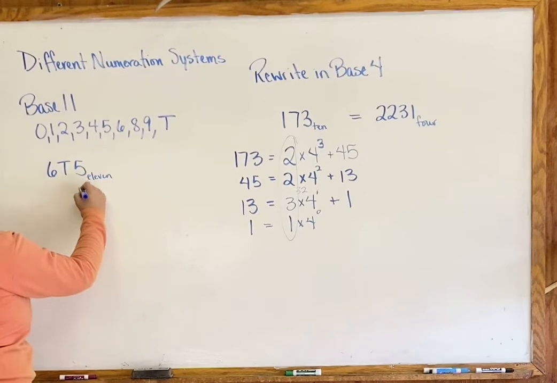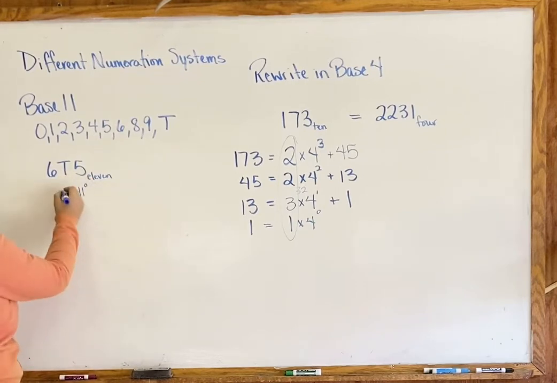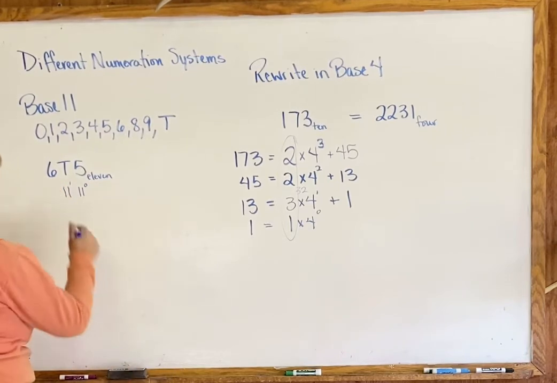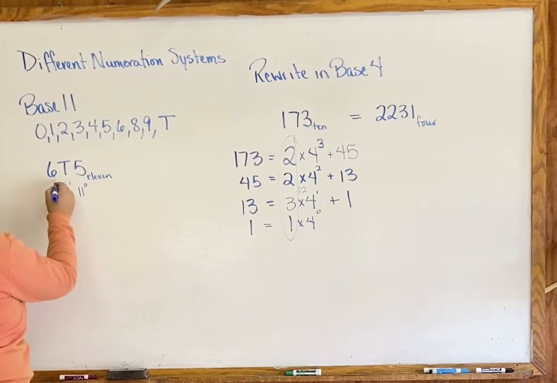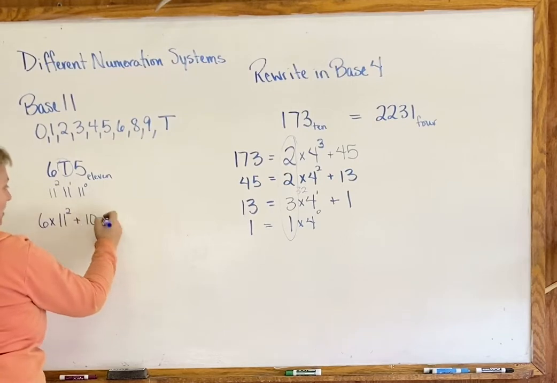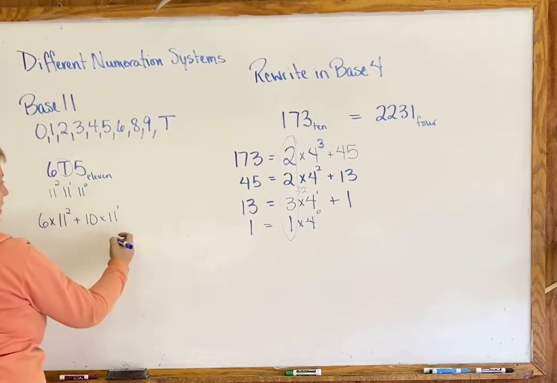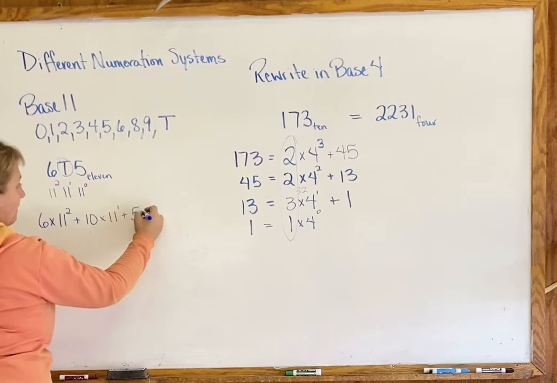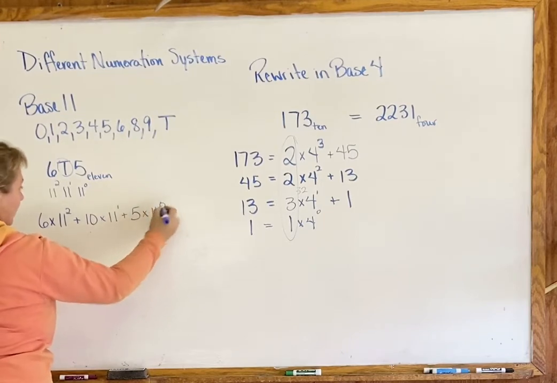So this guy would be 11 to the 0, this guy would be 11 to the 1, and this guy would be, not 10, stupid. See, even you get used to 10, 11 squared. So if we wanted to write this number out, it's going to be 6 times 11 squared plus T. Now in our numbers, what does T represent? T represents the number 10 times 11 to the 1 plus 5 times 11 to the 0.